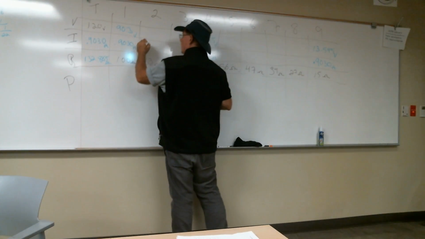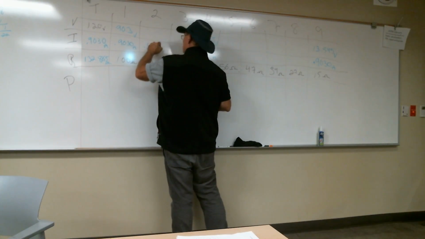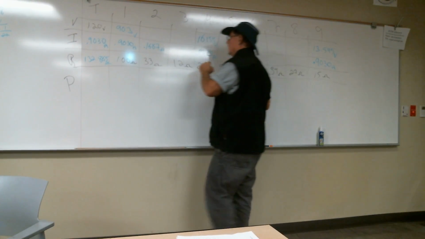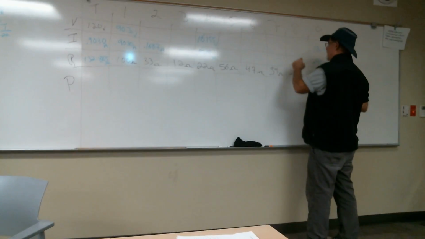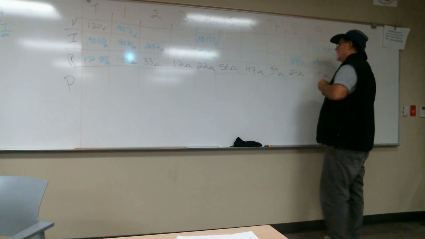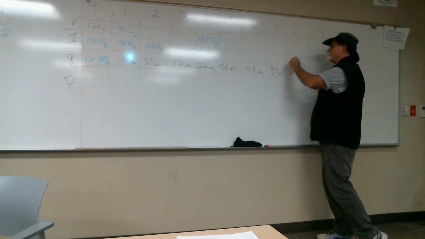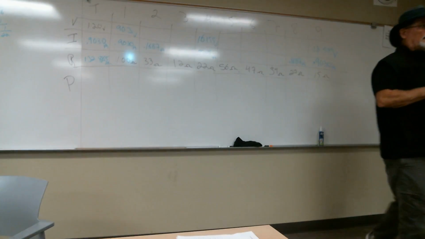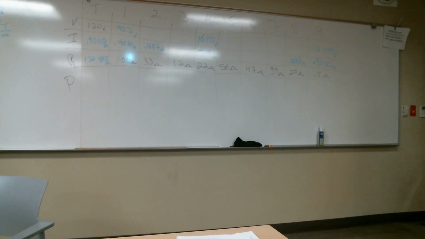So what do we say? 0.1687 amps, and 0.1687 amps are going that direction. Okay, now I can calculate the voltage drops for number 2 and number 8.